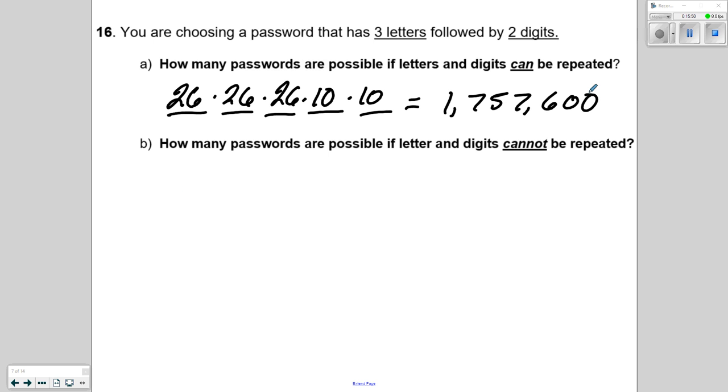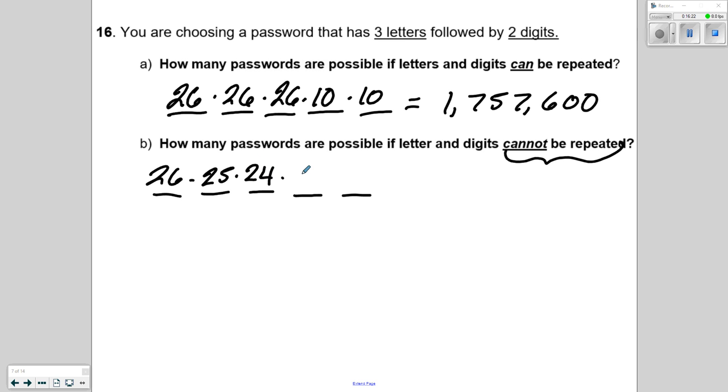For part B, we're still creating the same length password, but now we have some restrictions here. The letters and digits cannot be repeated. So we still have 26 options for the first letter, but if we choose T, we can't choose T again. Therefore, we have one less option for the second spot in the password. Then for the third character, if we chose M second, we can't choose T or M, so now we have 24 options.